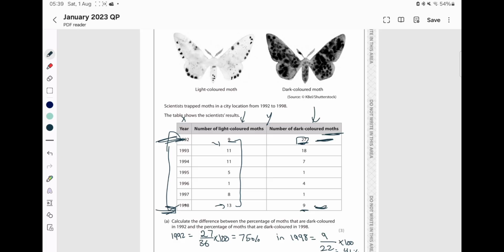And if you look, we can do a side-by-side comparison. If you look at the number of the dark colored moth, you can see that we start at 27 and we end at 9, so there's an overall decrease in the dark colored moths. And overall, the total number of the moth decreases in both light and dark. The total is decreased overall. Okay, so we want why.